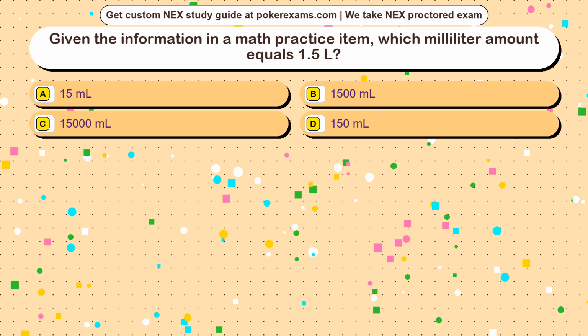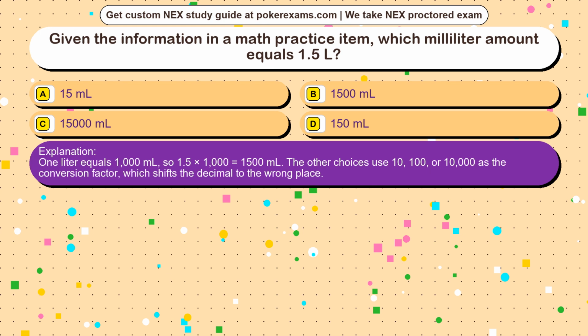The correct answer is option B. 1 liter equals 1,000 ml, so 1.5 times 1,000 equals 1,500 ml. The other choices use 10, 100, or 10,000 as the conversion factor, which shifts the decimal to the wrong place.